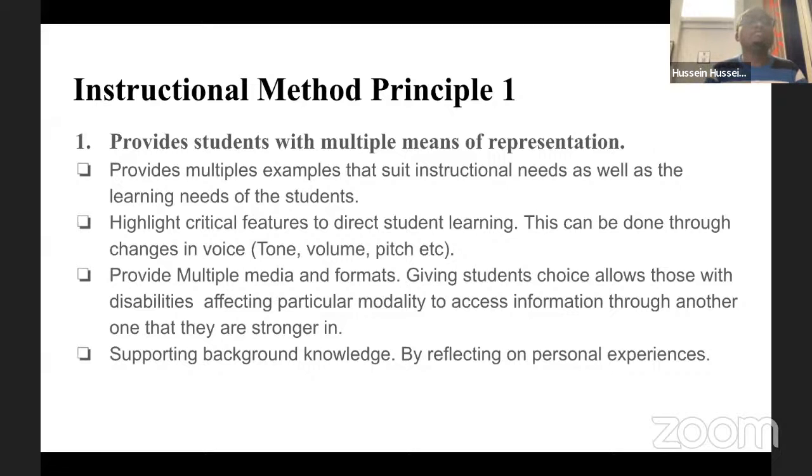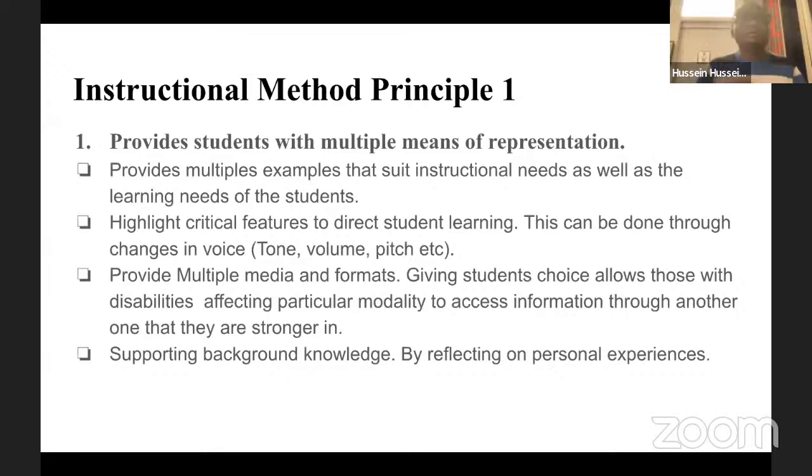Some of the teachers unakuta wanafundisha darasani hawafati volume au ile changes of voice. Kitu cha msingi, weka msisitizo ili mwanafunzi akuelewe. Umeona? For some of the kids wanaweza wakakumbuka kwa sababu ukiwekea mkazo, hata wakati wanajibu wanaelewa. Lakini hii ni njia moja, ziko njia nyingi sana ambazo unaweza ukazitumia in order to highlight critical features during the teaching and learning process. Lakini vile vile provide multiple media and format. So giving student a choice, allow those disability affecting particular modality to access information through another one that they are stronger in.